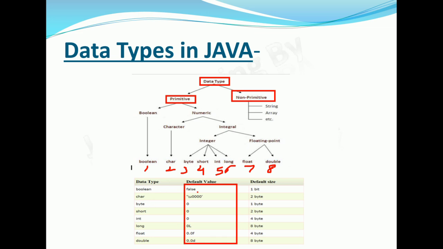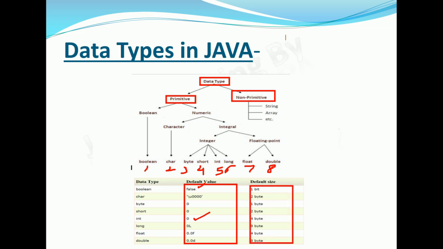So default value means, let's say I write Boolean A and you are not assigning any value, then by default it will take the false value. Similarly for int it is 0 and so on. And these are the default sizes of the data types.